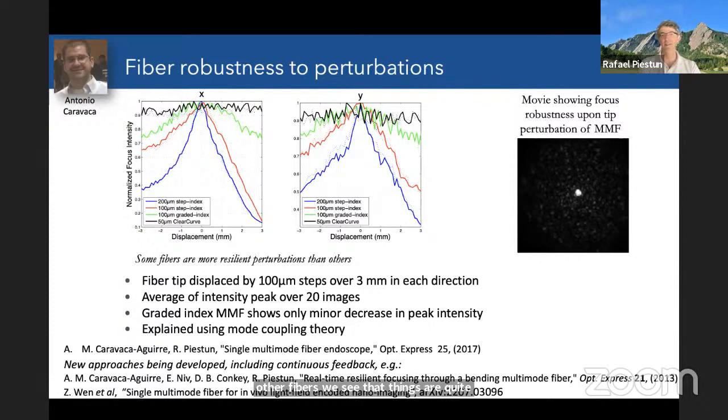And these fibers are graded index fibers. And there is a theoretical background to explain why that is the case. So in other words, if the fiber is not too long, such that the perturbations are not propagated over long distance, and we use the appropriate fiber, these perturbations are not so problematic. And in this movie here on the right, we see that we kick the tip of the fiber, and then as the fiber goes back to its original position, we recover the spot. So this is something to be aware of, that the calibration might degrade, but we have left these calibrations for days, for example, and things have not changed.